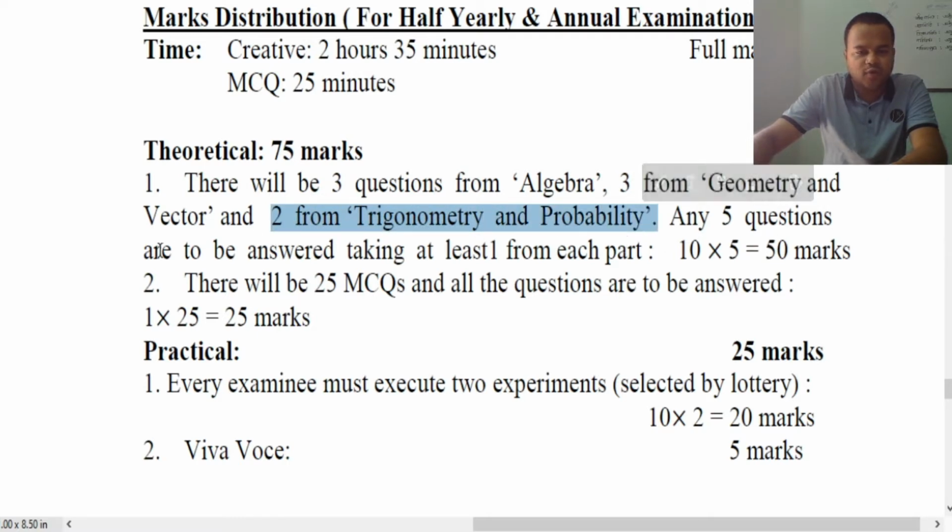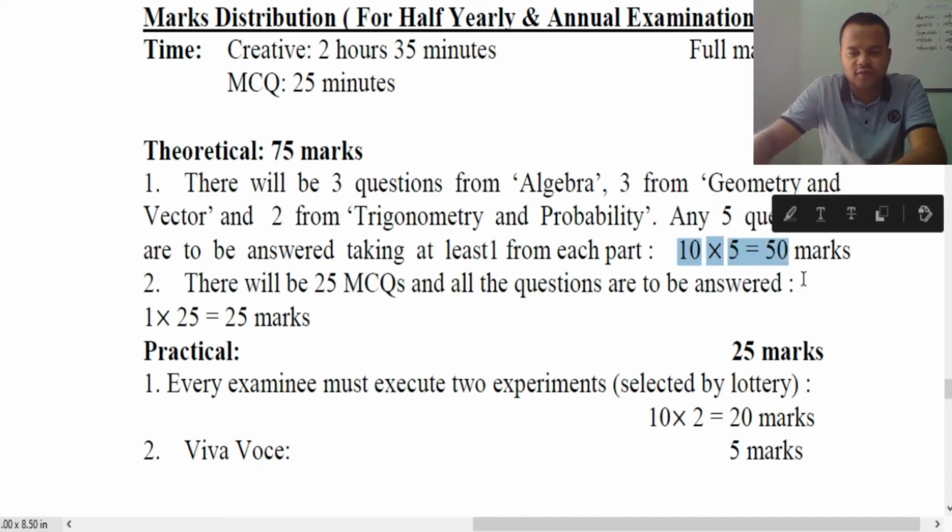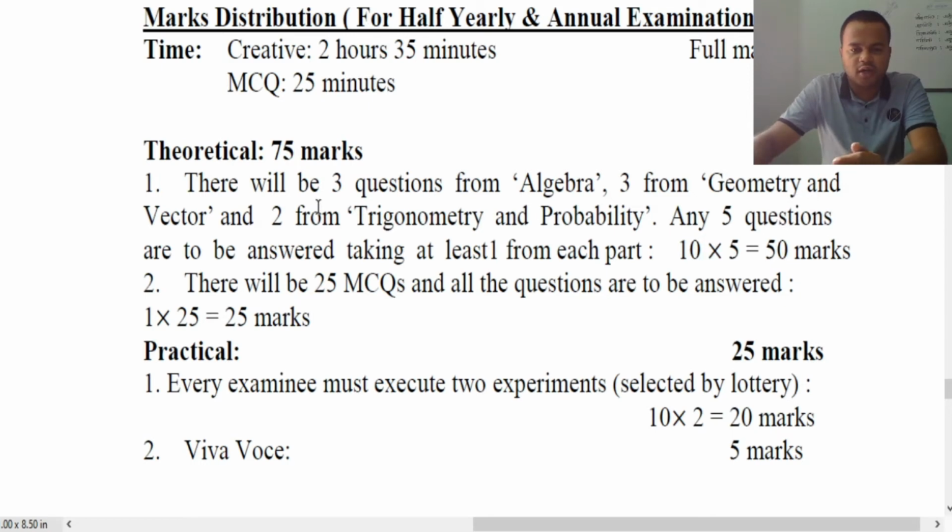Any five questions are to be answered, taking at least one from each part, and each question will carry 10 marks. So in total, 5 questions give you 50 marks. That means in the CQ part you have to answer a total of 50 marks. And number two, there will be 25 MCQs, and all questions are to be answered. Each question carries 1 mark, so 25 questions make 25 marks.